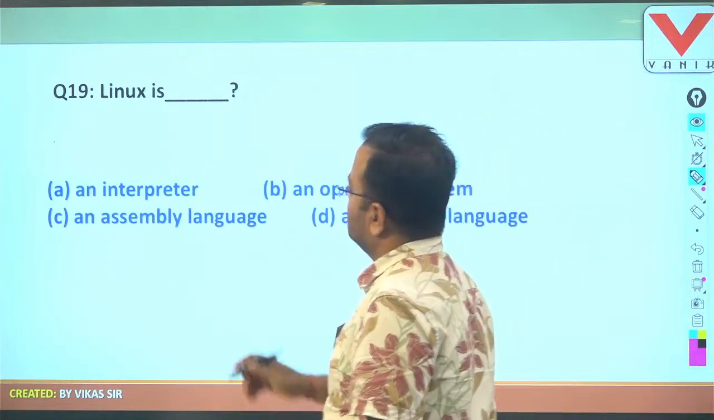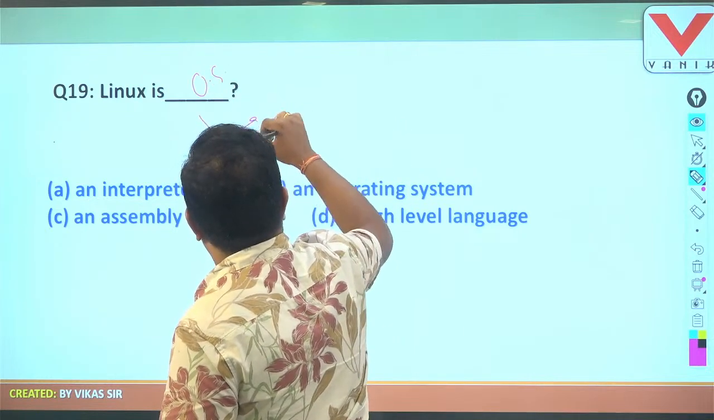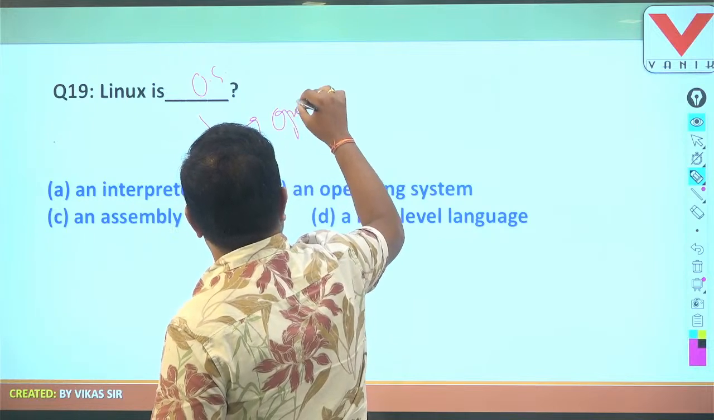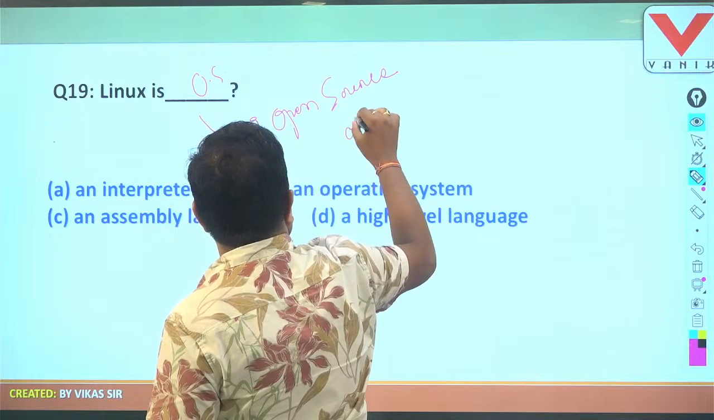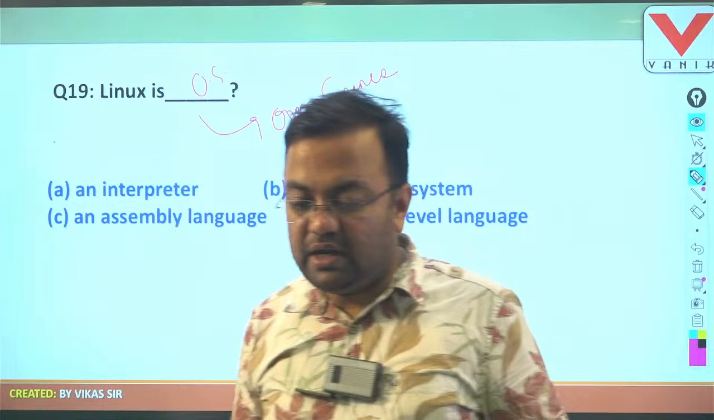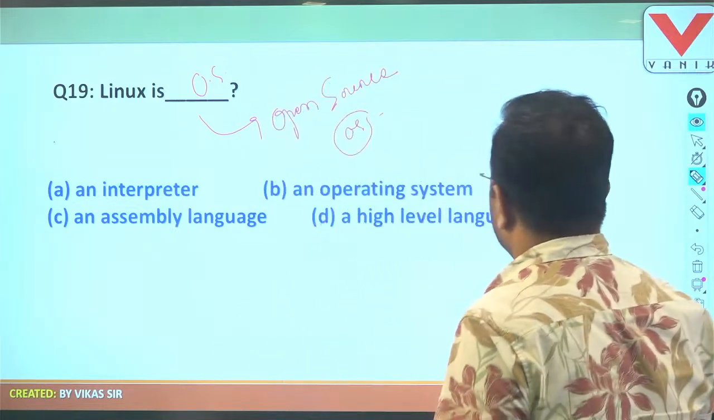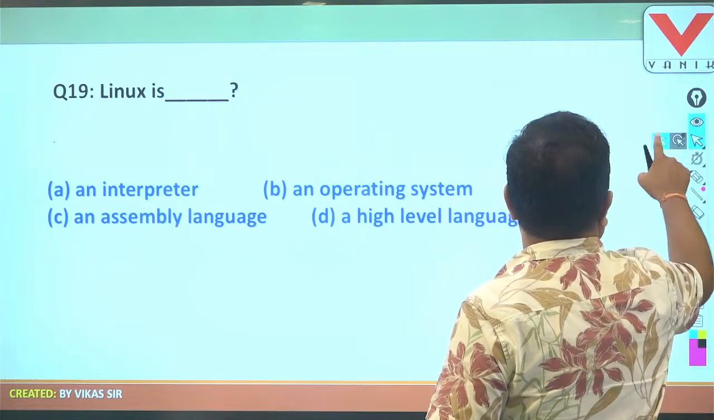Linux is dash. So Linux is nothing but an operating system and it is popular as an open source operating system. Okay, so question number 19, answer is what? B, operating system. Then goes to question number 20.